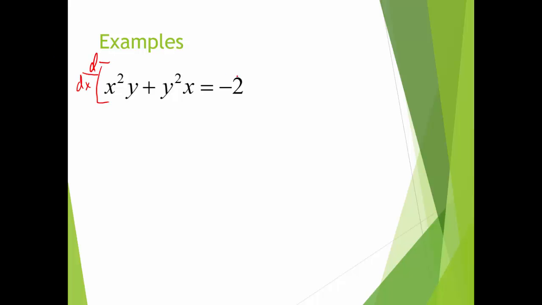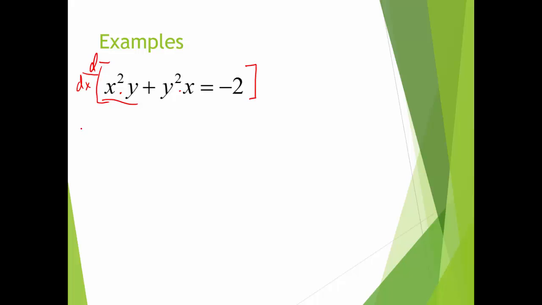When I take the derivative of both sides of this equation, notice what I have going on the left side. I have x squared y and y squared x. I have a double product rule. So we'll take it one at a time. We'll start with the x squared y product rule.